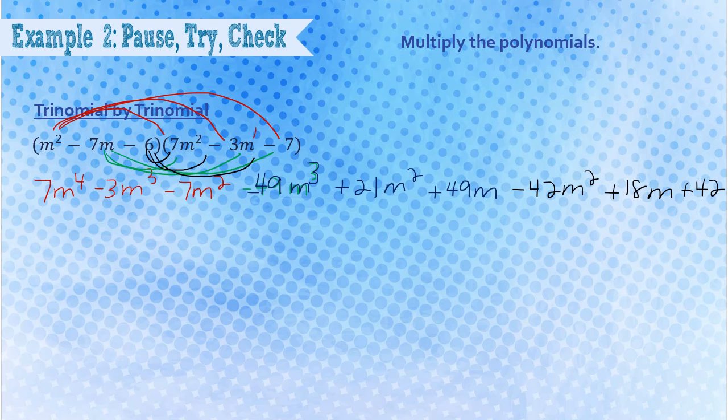I don't have any other m to the fourth terms, but my m to the third terms, I've got two here, negative 3m to the third and then negative 49m to the third. My m squared terms, I've got 7m squared, I've got 21m squared, I've got negative 42m squared. And then I also have my m terms, I've got 49m and then 18m.